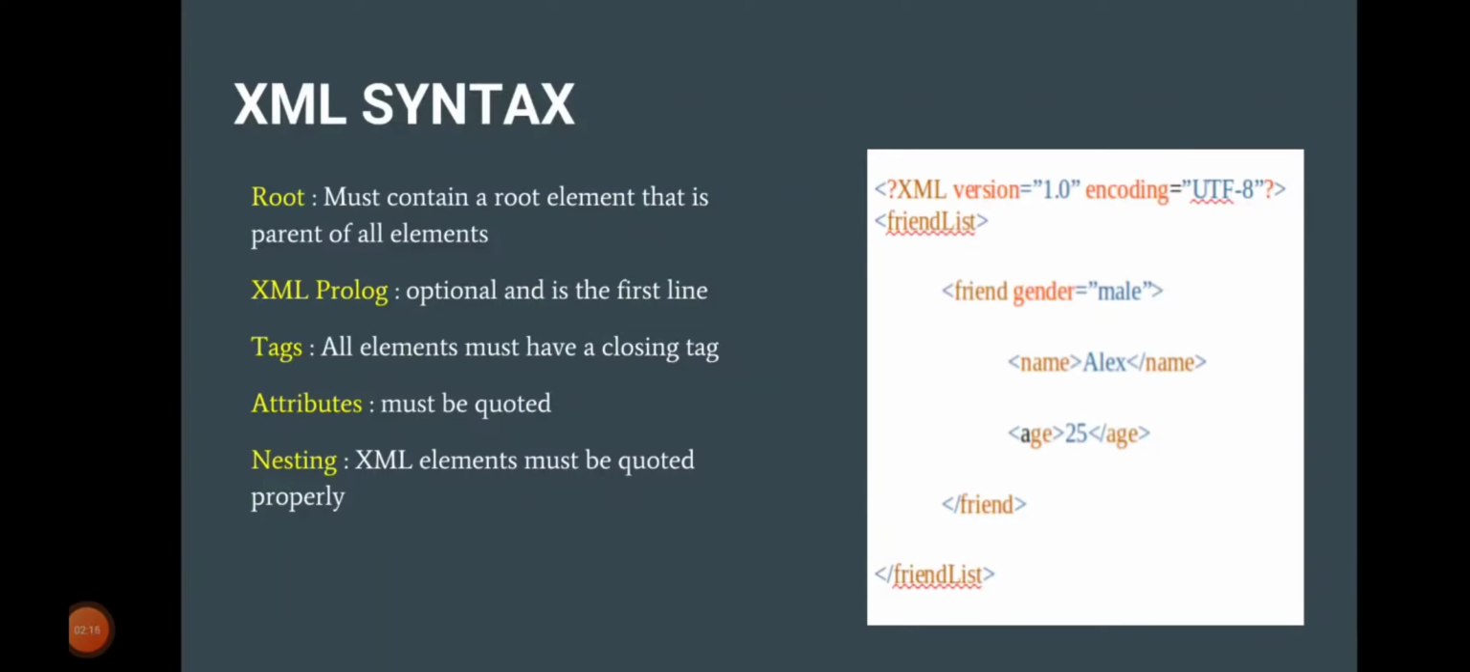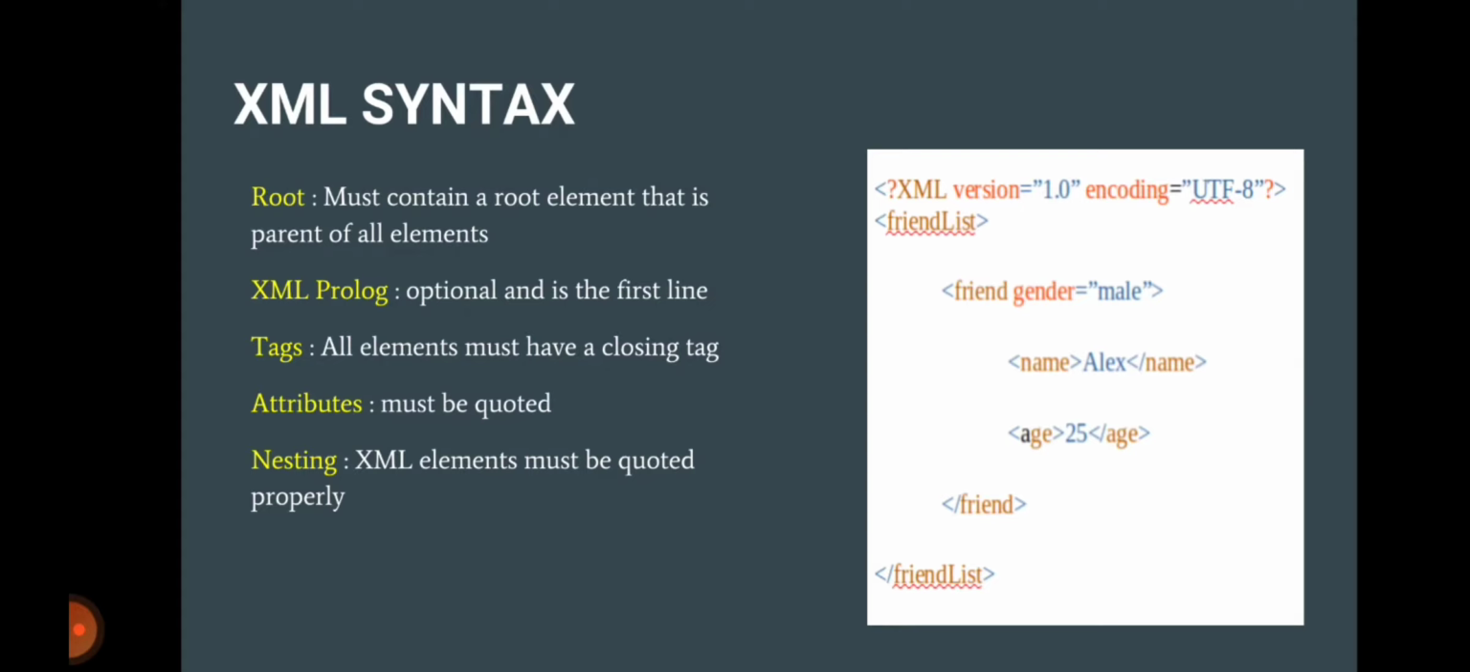Then now we have tags. All the elements must have a starting and closing tag. If we see here, all elements have starting and closing tags, and these tags or elements are case sensitive. So if you change the case, that will become a different tag. XML prologue has no closing tag because it is not a part of the message.